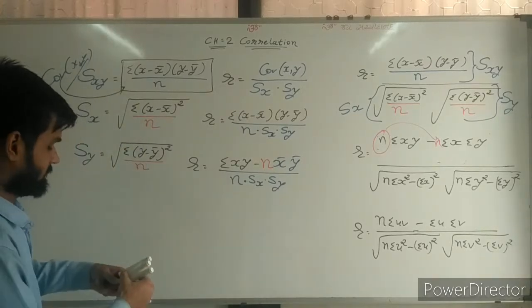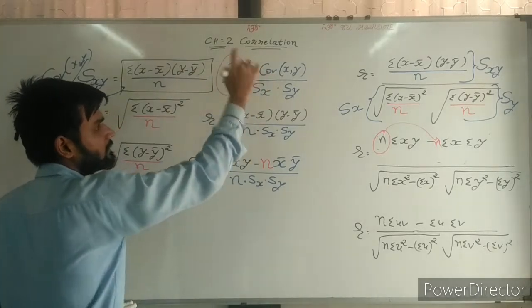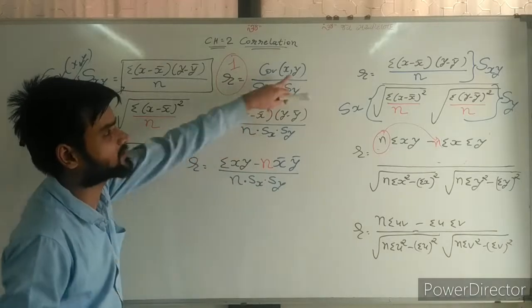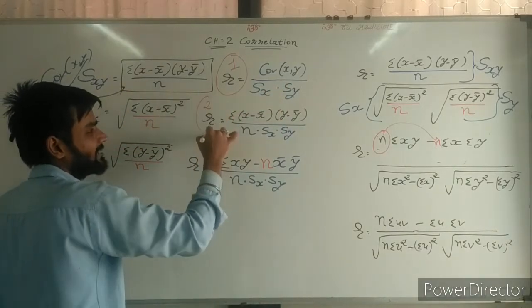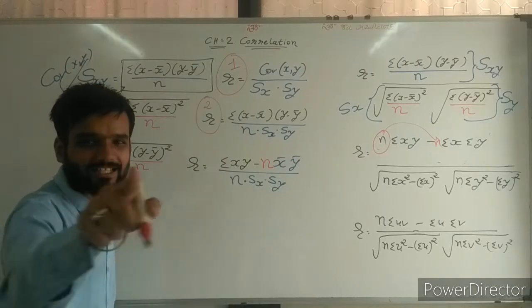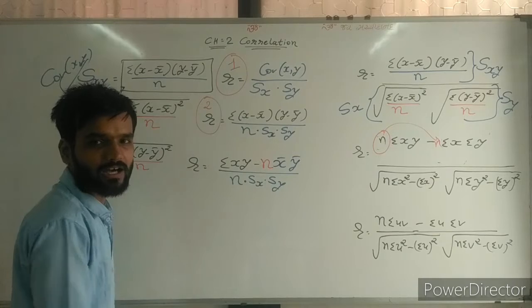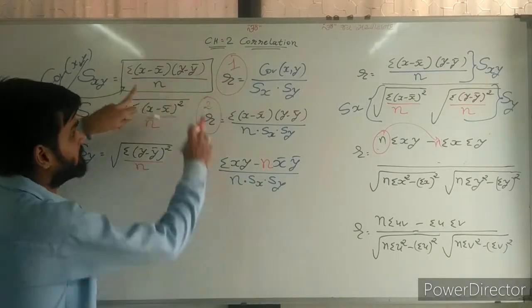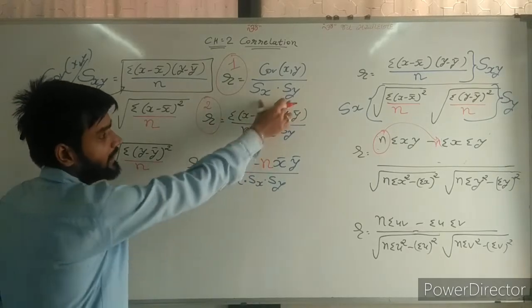So, first formula: covariance of xy upon sx into sy, you can write sxy upon sx into sy. Second formula: sigma (x minus x bar)(y minus y bar) upon n sx sy. That is made on this basis. Covariance of xy means sigma (x minus x bar)(y minus y bar) upon n, and sx sy remains the same.